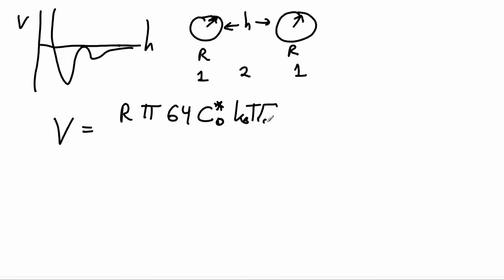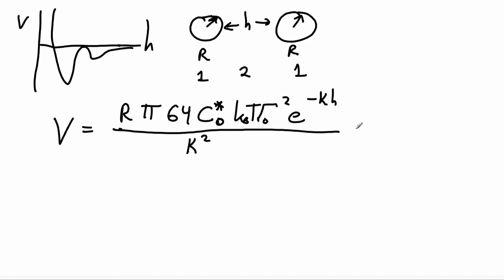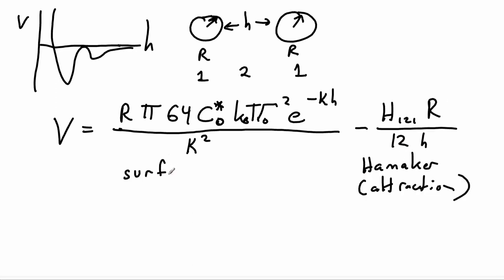the potential capital gamma squared, e to the minus kappa h. Remember, kappa is the inverse Debye length. And then we have another term which is negative, which is the van der Waals attraction term, and we've got this surface potential term, which is going to be repulsive.